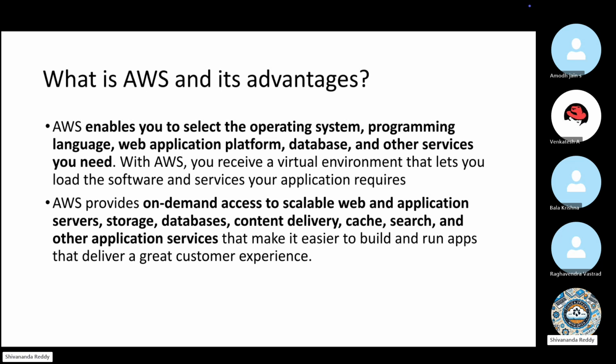With AWS, you receive a virtual environment that lets you load the software and services your application requires. Next, AWS provides on-demand access to scalable web application and application servers, storage, data centers, content delivery, cache, search, and other applications that make it easier to find, build, and run apps that deliver a greater customer experience also.